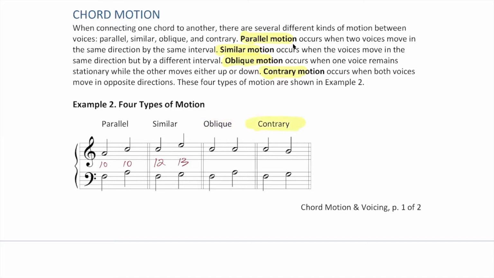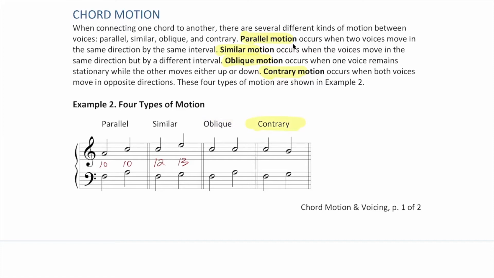And lastly, we want to go over what contrary motion is. And this occurs when both voices move in opposite directions. That means the top voice can go down while the lower voice goes up, or the top voice would go up while the lower voice goes down. This example sounds like this.